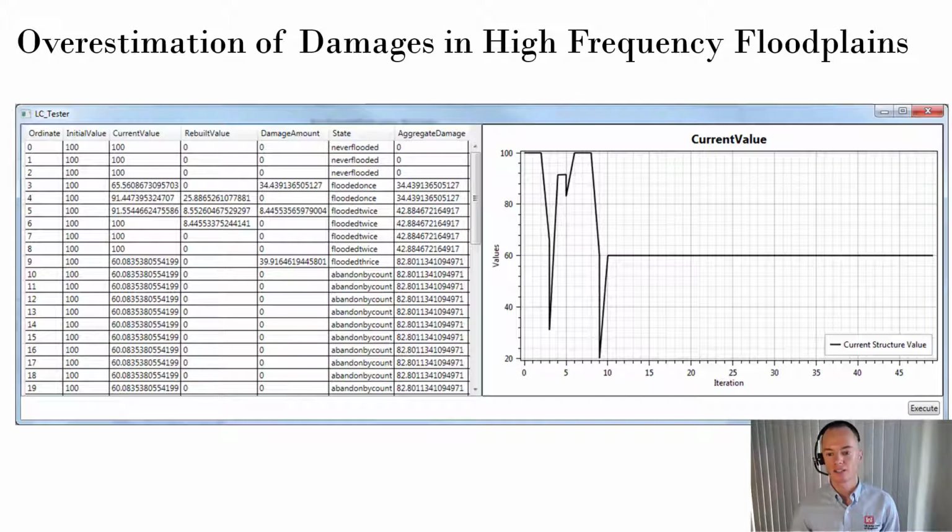On the screen is a table and plot of the results of modeling that attempts to improve the approach to the assumptions made about structure repair rates and structure abandonment.